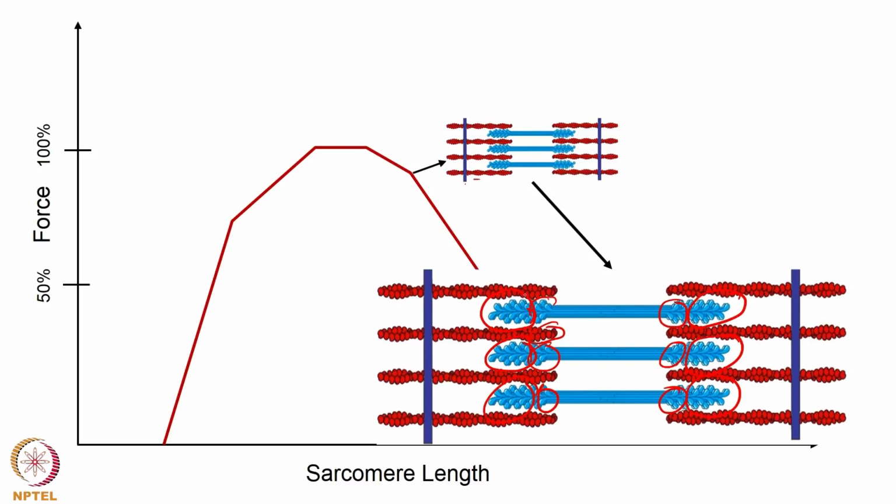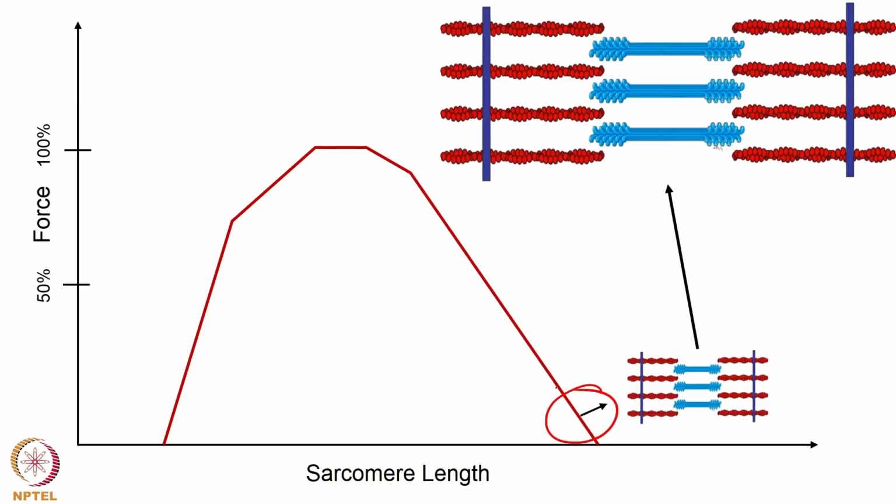Then what happens if I further increase the length, right? So, the question is what happens at that regime. At that regime there is very little, if any, overlap between myosin and actin. Actin again is in red and myosin is in blue. You see that there is very little overlap, that means that the force that will be produced will be very small. So, there is a particular point at which actin and myosin are overlapping at an optimum level.